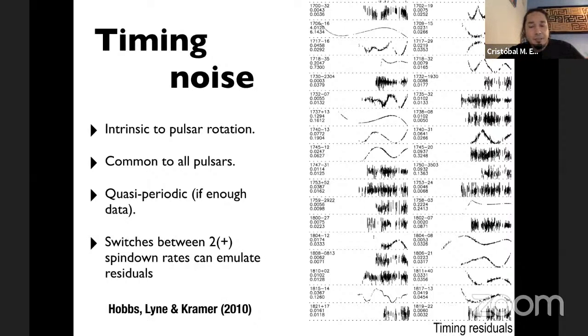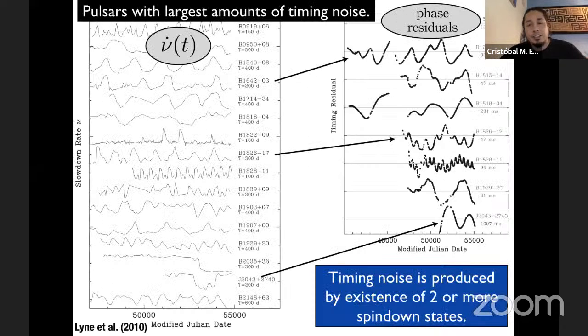And something that they found also in another paper is that the timing noise perhaps is due to switches between two or more spin down rates. So the spin down rate is the first derivative of the frequency. So what they found is that maybe if you change the spin down rate between two or more states, you generate phase residuals that actually look like timing noise.